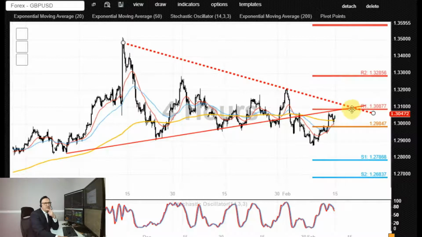Alternatively, if we see a spike higher and an end of day close above 1.31 and a retest of that level from above, that would change the outlook to bullish, potentially opening the way for an extension to the upside, targeting initially 1.32, which is signified by this swing high here and also this swing high here. A breakout above 1.32 could potentially target 1.3285 resistance on the upside.